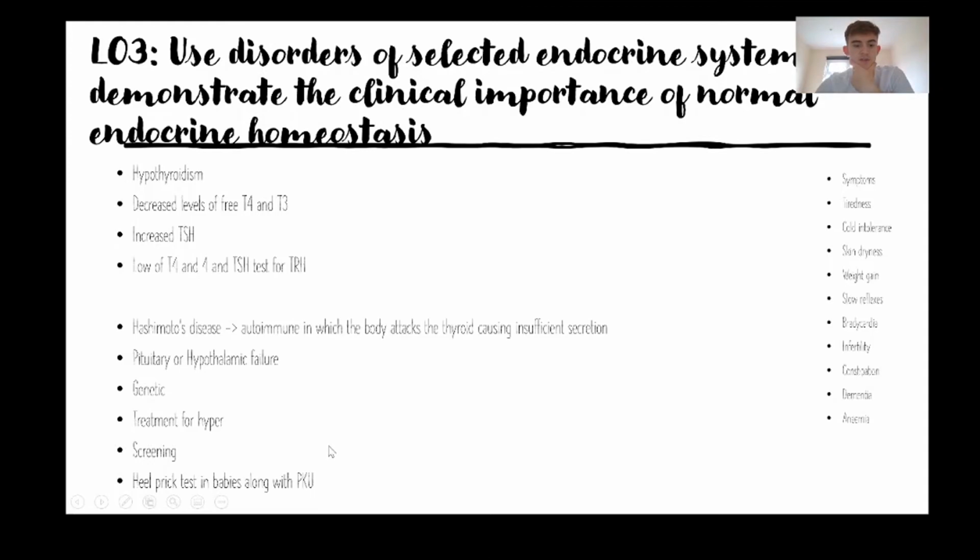That's Hashimoto's disease. This is an autoimmune disease in which your body attacks the thyroid, causing insufficient secretion. So basically, it slowly destroys the gland as you live. It can also be due to pituitary or hypothalamic failure, as we talked about. Could be genetics, so it's autoimmune again. Also treatment for hyperthyroidism: if you've got too much and you're given anti-thyroid drugs, that could cause your levels to fall too low. We can also test for this with a heel prick test in babies, along with phenylketonuria, which we talked about in the urea cycle lecture.